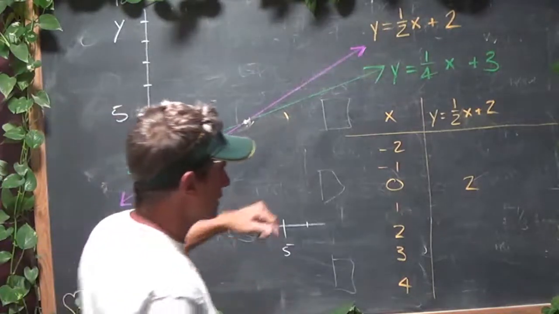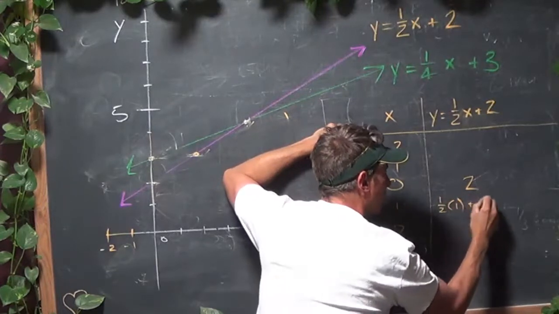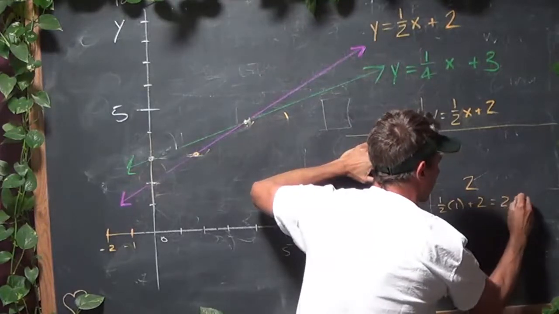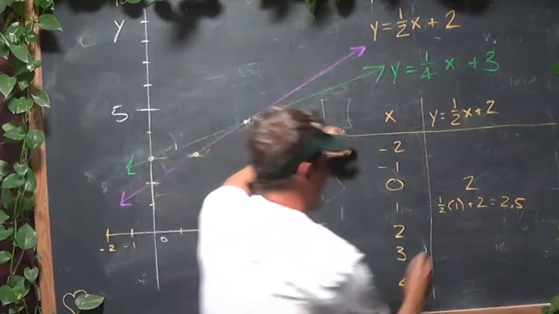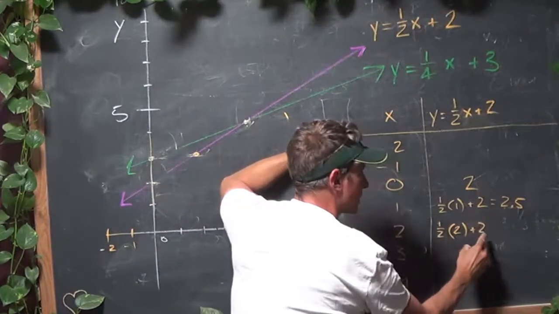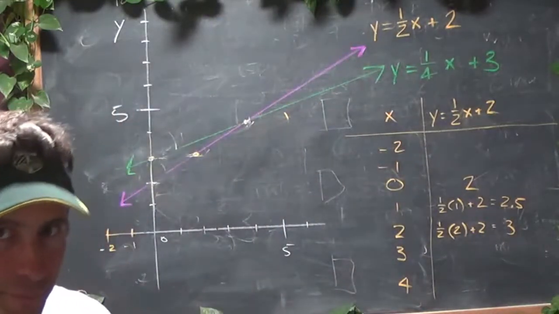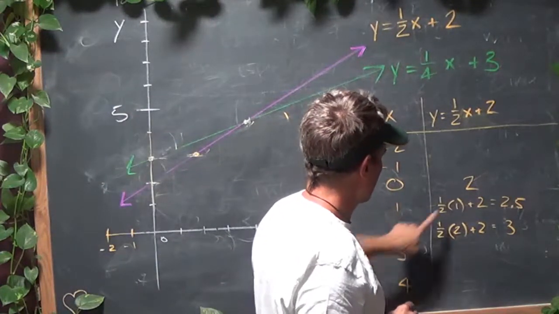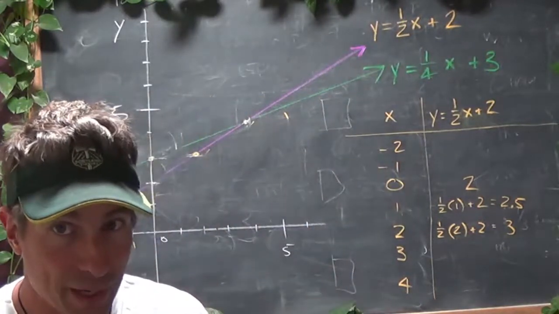What happens with 1? This is where it gets more fun. Well, that's going to be 1/2 times 1 plus 2. That's 2 plus 1/2, which is 2.5. We can call that 2.5. How about 2? Well, that's 1/2 times 2 plus 2. That's 2 plus 1, which is 3. Now, hopefully you're seeing a pattern here. As the x values go up by 1, the y values are going up by 1/2. This should not be a surprise to you.